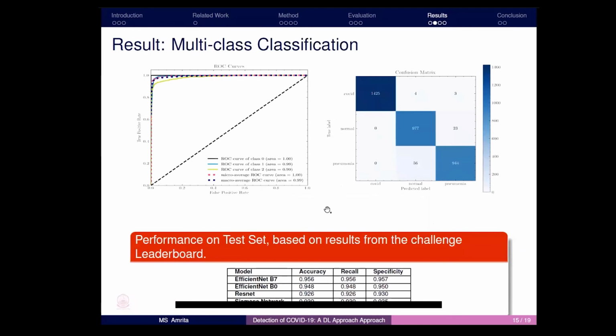ROC curve and confusion matrix for the B7 model are shown in this figure. From the confusion matrix, we can see all the samples the model predicted as COVID actually belong to the COVID class, but there are some false negatives, that is, the model has predicted true COVID samples to be from other classes. We can also see that the model is having trouble classifying between normal and pneumonia chest X-rays. Also, the table summarizes the performance of each model on the test set based on the evaluation on the challenge leaderboard.